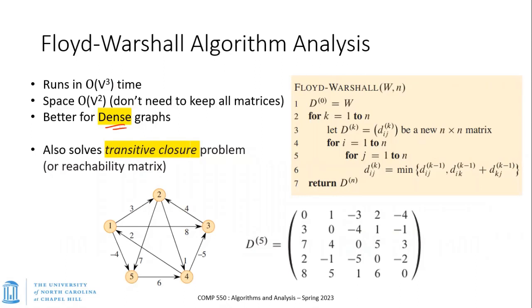I mentioned this earlier as well, the reachability matrix. That's also called a transitive closure on the graph. Floyd-Warshall can also give you a transitive closure. If you look at the final matrix D, and any one of these values is non-infinite, less than infinity, then it implies that there is reachability between those two vertices. So if you have a -3 over here, that implies that you can go from 1 to 3, and so on.